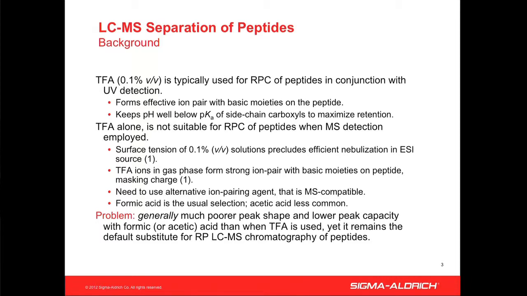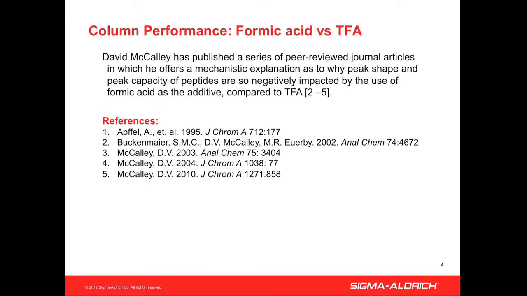Now, stepping back a bit, Dave McCalley had published a series of journal articles in which he offered a mechanistic explanation as to why peak shape and peak capacity of basic compounds, including peptides, are so negatively influenced by formic acid as the additive compared to TFA. Here is this series of McCalley papers I referred to, and this was the previous reference as to why TFA interferes with ionization of peptides in an atmospheric pressure source.